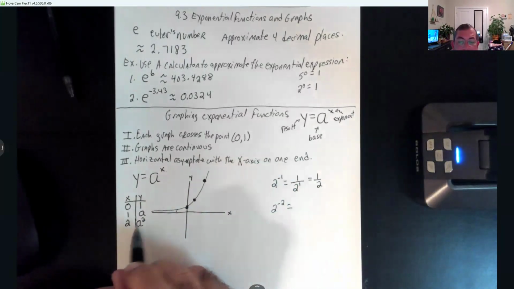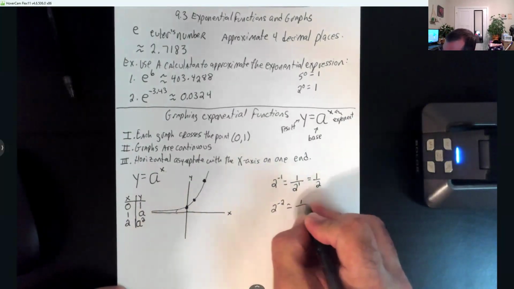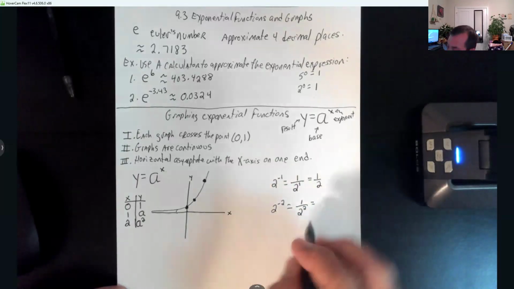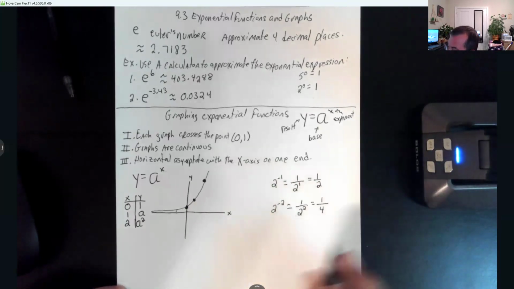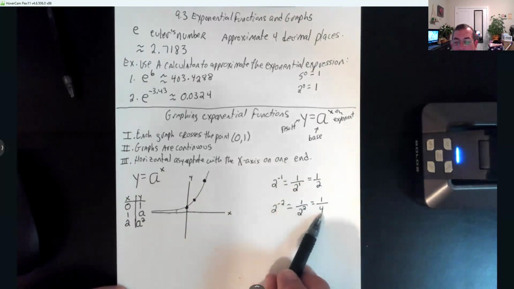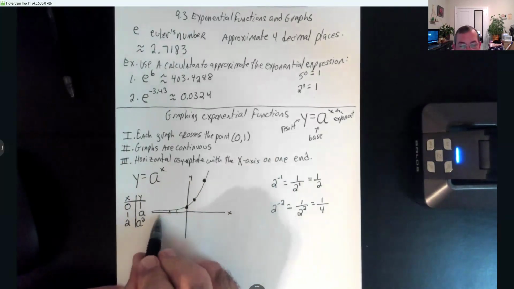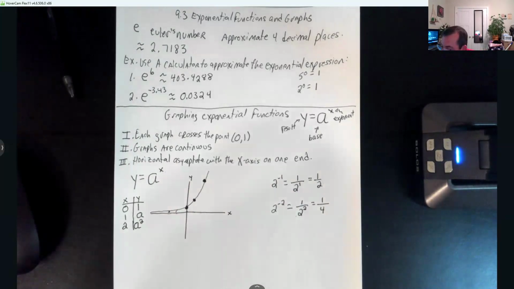Say x was a -2. Well, I'd make the exponent positive by putting all that under a 1. Now that the exponent's positive, 2 squared is a 4. So 2 to the first was 1/2. 2 to the -2 is a 1/4. So it's getting closer and closer and closer as the x's get more negative, okay?